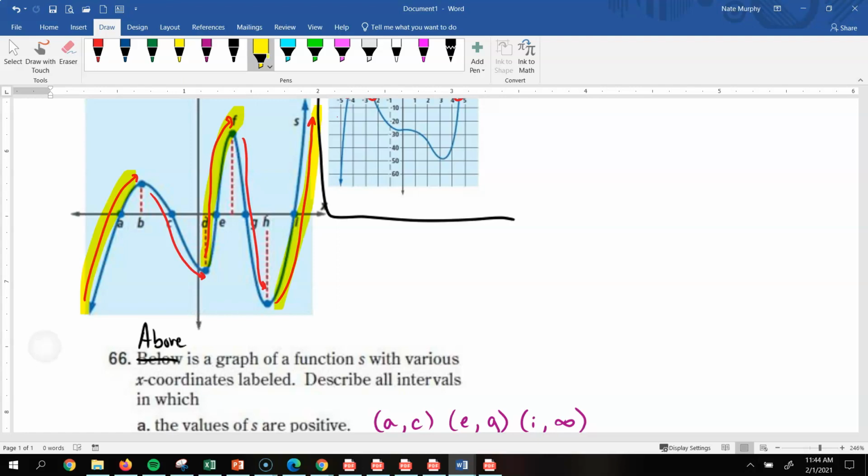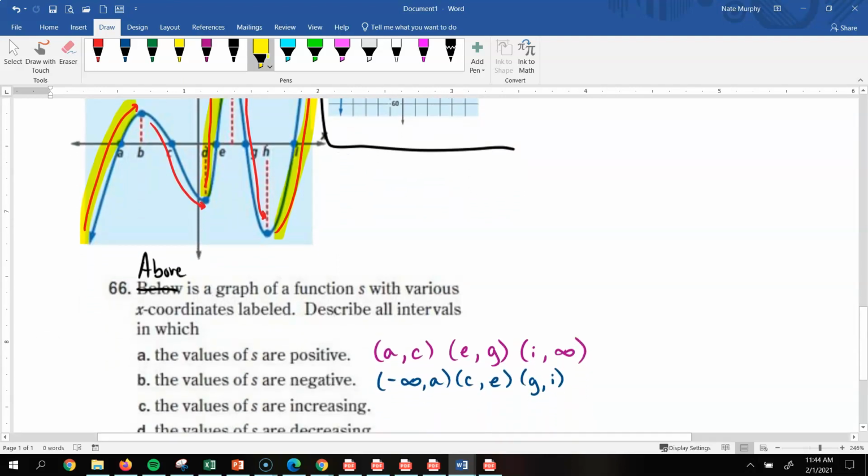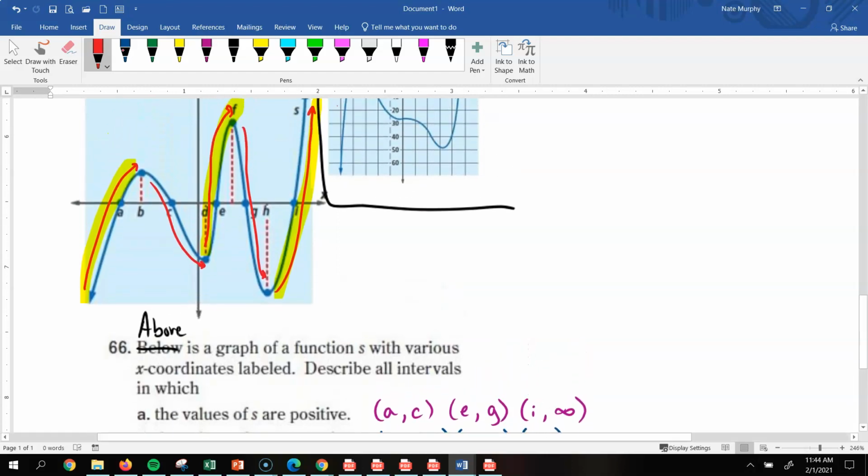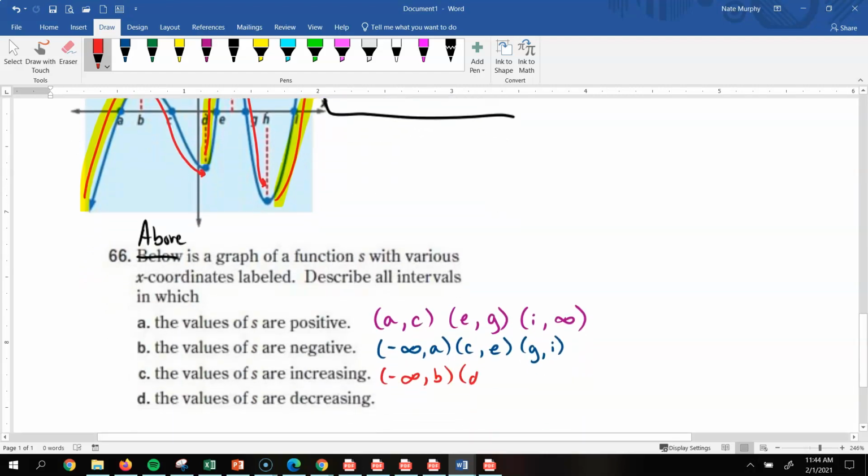Okay, so along the x-axis, even though we're looking at the graph, basically we're looking at the y values where it's increasing and decreasing, but we describe it with the x values. So we would say that from negative infinity until we get to b is where the graph is increasing. And then at b, it's neither increasing nor decreasing, so we can just use parentheses there. And then from d to f, it's increasing. And from h to infinity, it's increasing.